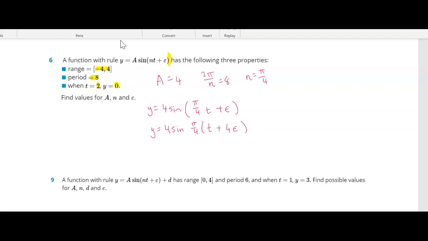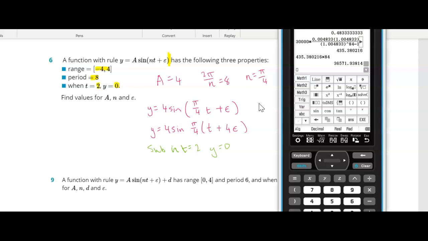All right, so let's substitute in t equals 2 and y equals 0. Oh, that's terrible handwriting. So we're going to have 0 equals 4 sine pi on 4, t is 2. All right, so we can solve that on the calculator. Just get the calculator up.